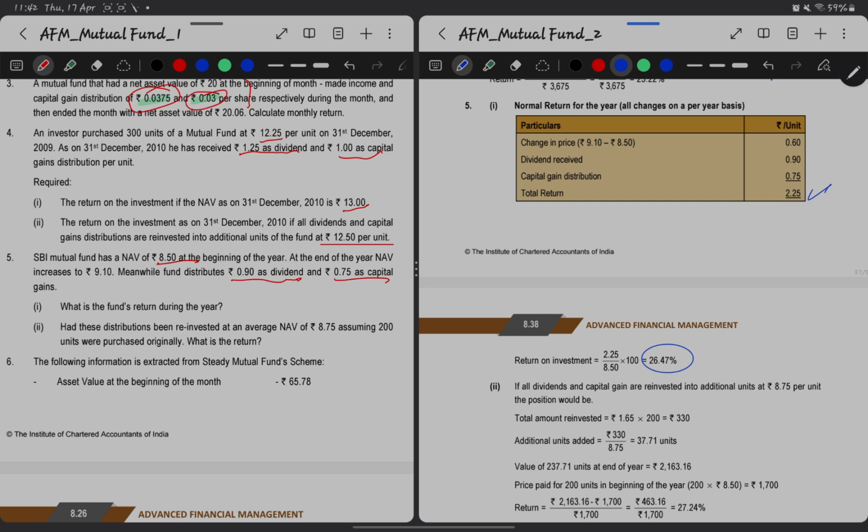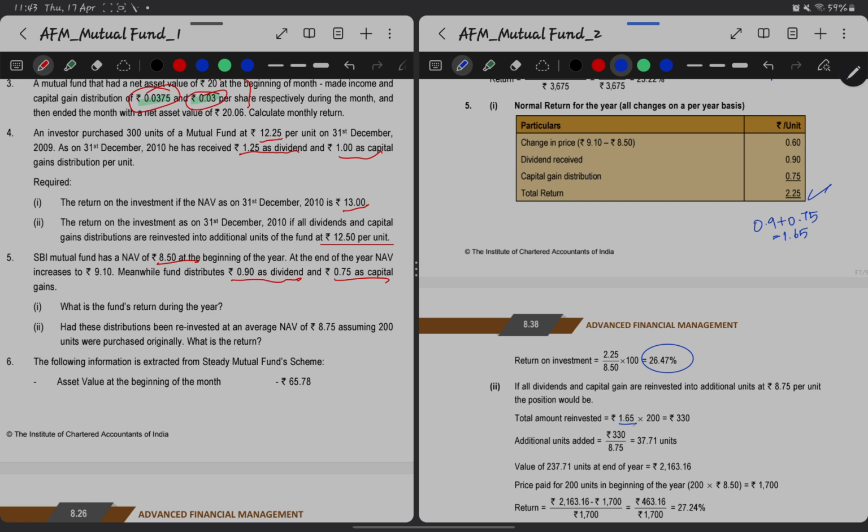As we have seen in our previous problems, the capital appreciation is an unrealized gain, which we have not received in our account, be it a trading account or a bank account. Meanwhile, the distribution as dividend and capital gain we will receive in our account. So that much money we have got, and that much only we can reinvest. So in this case, 0.9 plus 0.75 will be the amount we got, which is 1.65.